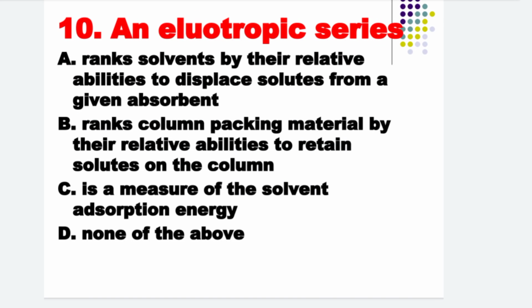Next is an eluotropic series. Option A, ranks solvents by their relative abilities to displace solutes from a given adsorbent. Option B, ranks column packing materials by their relative abilities to retain solutes on the column. Option C, is a measure of the solvent adsorption energy. And option D is none of the above. The answer is option A.